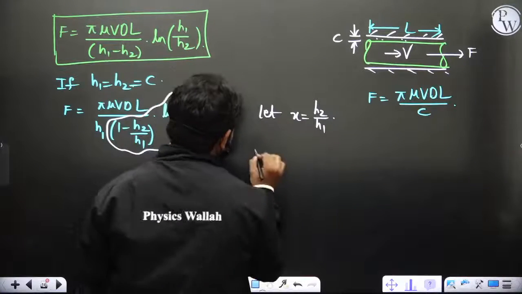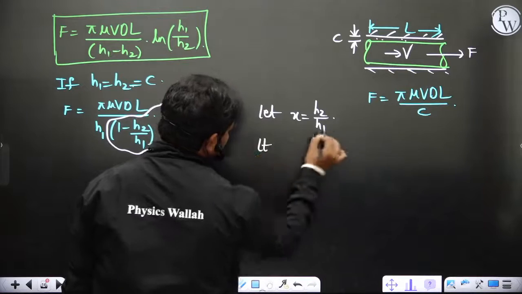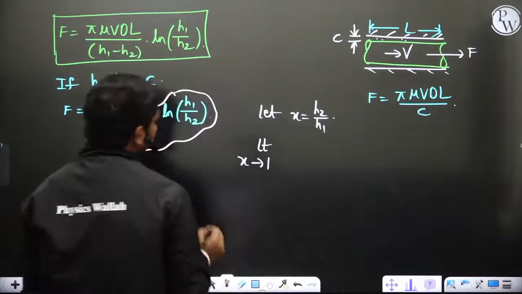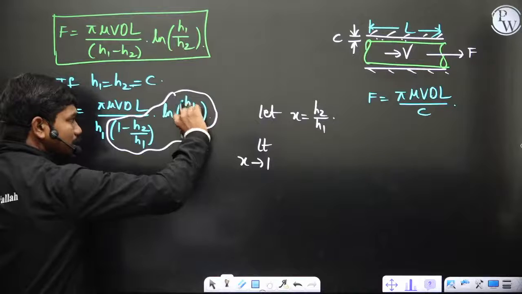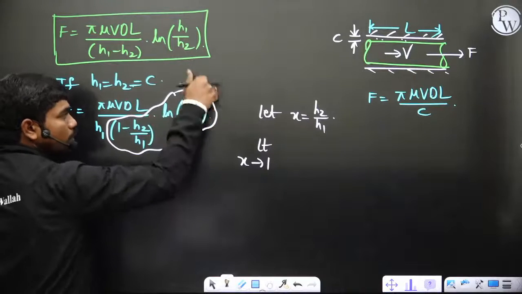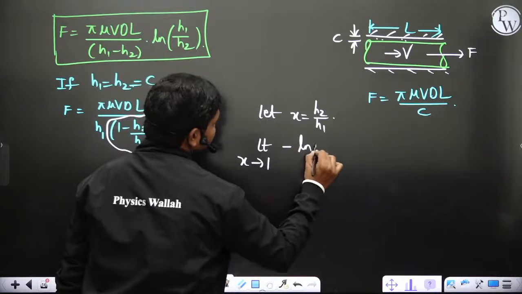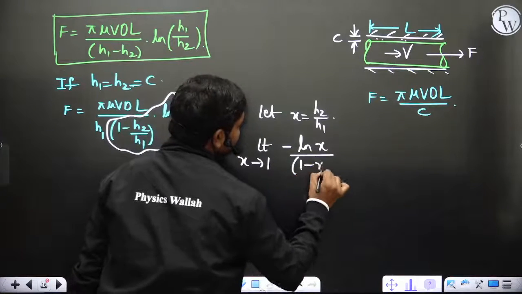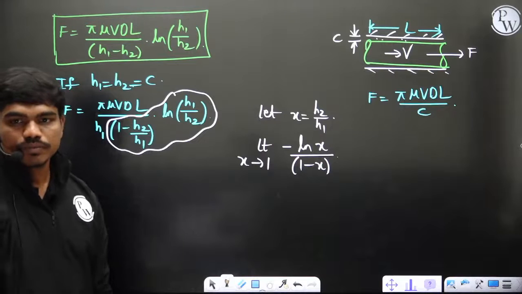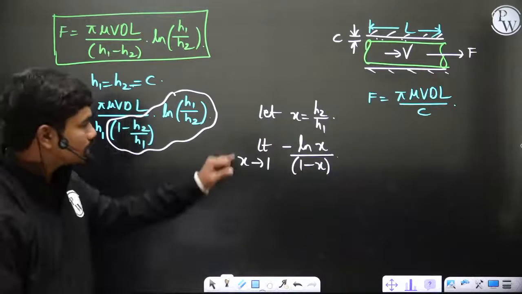So this can be written as, if H1 is tending to H2, limit x tends to 1, this is H1 by H2. So if you want to write it as H2 by H1, ln (H2 by H1) whole power minus 1. So the log power minus 1, that minus 1 can come forward. So minus ln x by 1 minus x. This is what you have. Yes or no? Correct? So this is what you have actually.